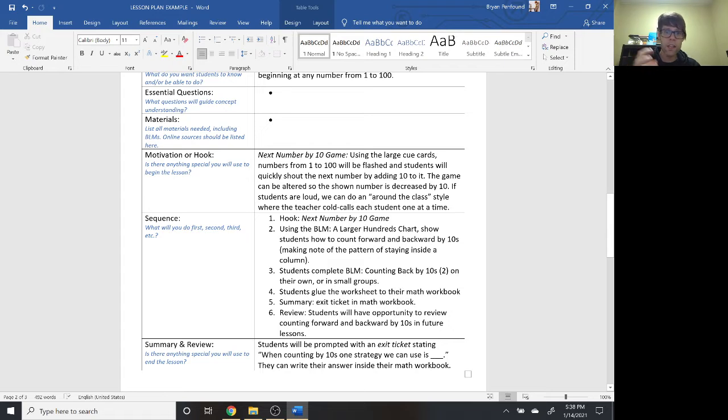So that's the sequence, my motivation or hook that I would use, and maybe a little insight into how I might do some review or how I might use an exit ticket for some assessment.